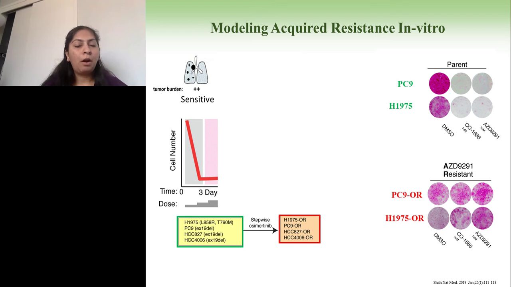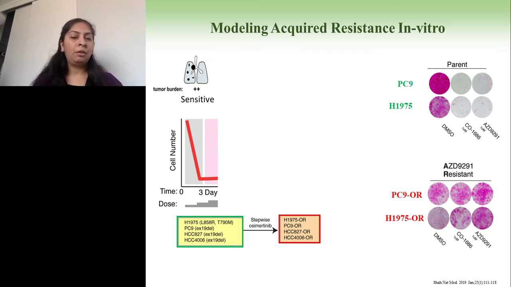So we can clearly model this in vitro. Here you can see the cells enter the residual or drug-tolerant phase between 3 to 9 days, and when you keep them on drug, after 6 weeks these cells start proliferating again in presence of drug. And to study this, we took 4 drug-sensitive cell lines treated with osimertinib to develop the acquired resistant cell lines.